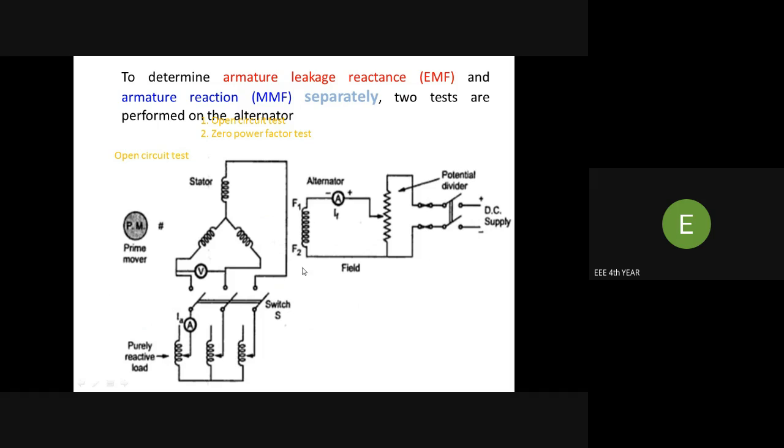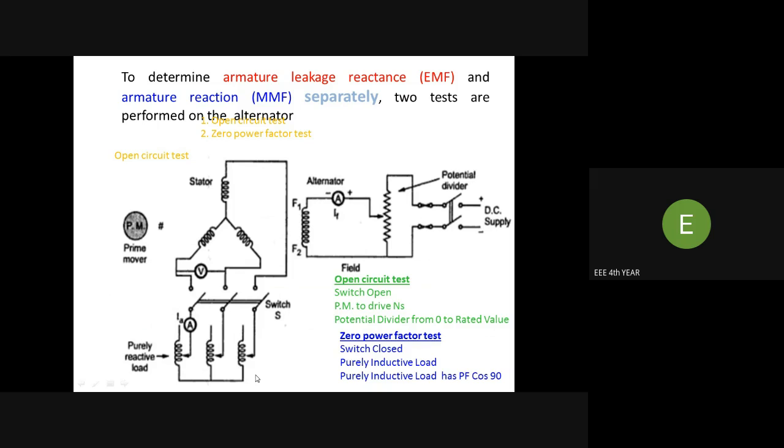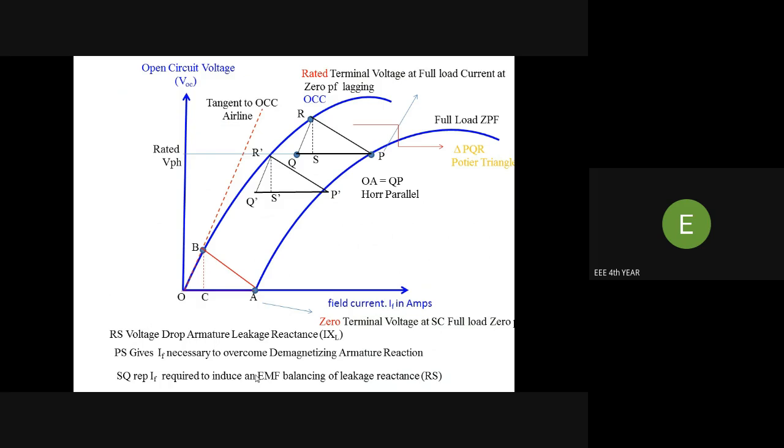From the short circuit test, we get only one set of readings. Then in the zero power factor test, we determine the field current and the armature current. In the open circuit test, the switch is kept open, the prime mover drives the alternator at synchronous speed, and the voltage is varied from zero to rated value. In the zero power factor test, the switch is closed and a purely inductive load is connected across the alternator. This is the characteristic curve of the zero power factor method. The first is the open circuit characteristic curve, and the second is the zero power factor characteristic curve.